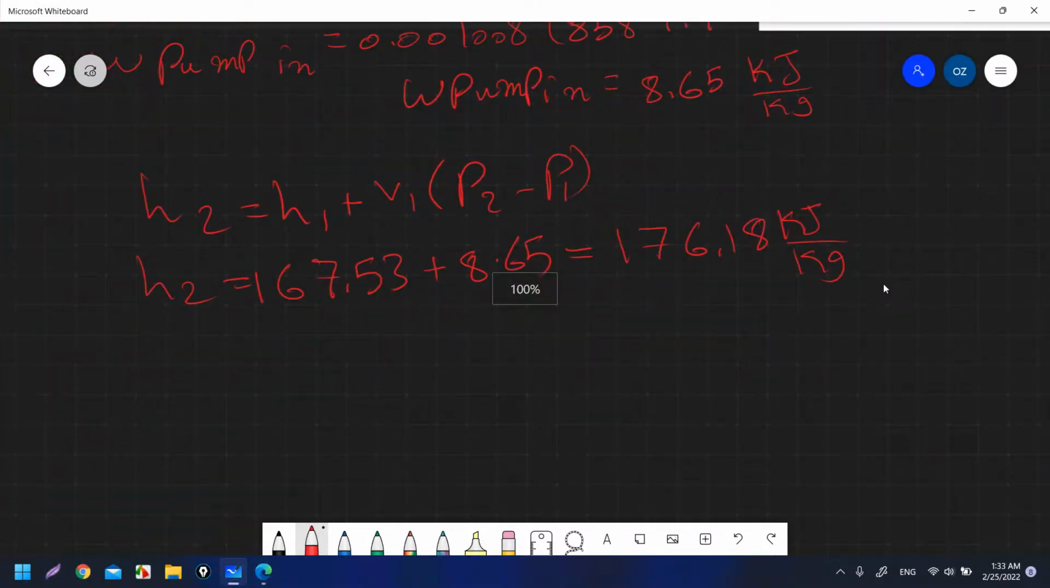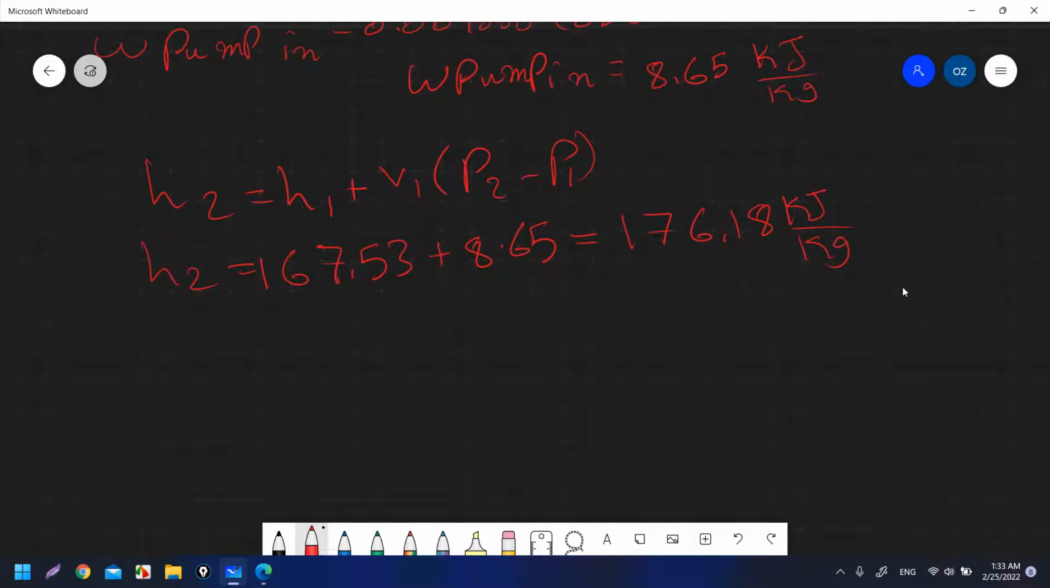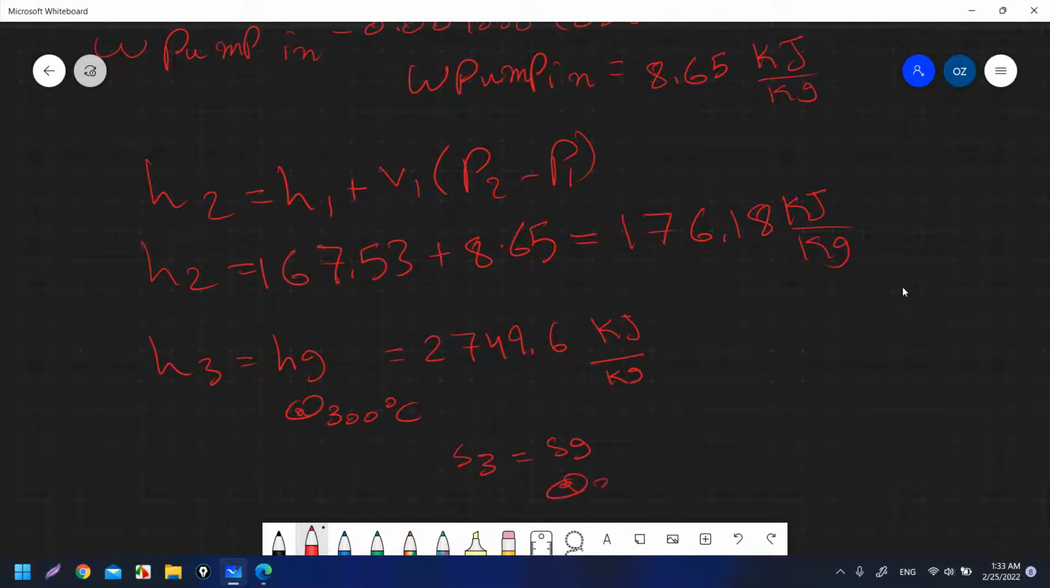So h3 is equal to hg at 300 degrees Celsius, and this will equal 2749.6 kilojoule per kilogram, and s3 is equal to sg at 300 degrees Celsius, and this will give you 5.7059 kilojoule per kilogram Kelvin.